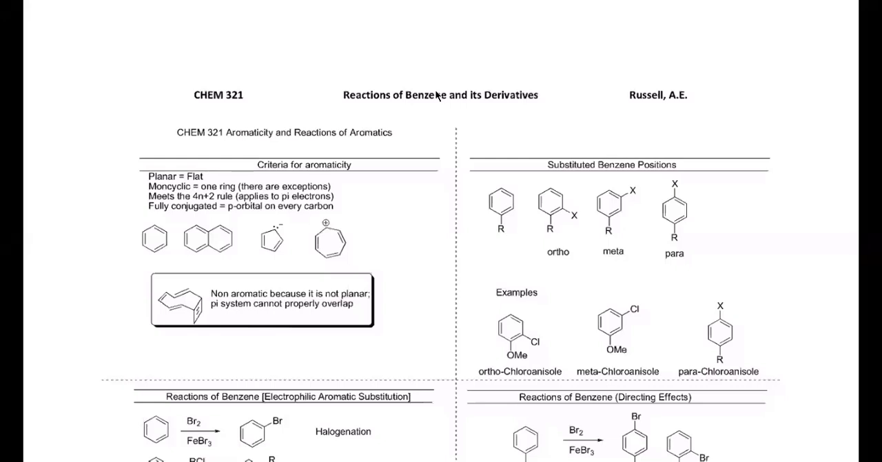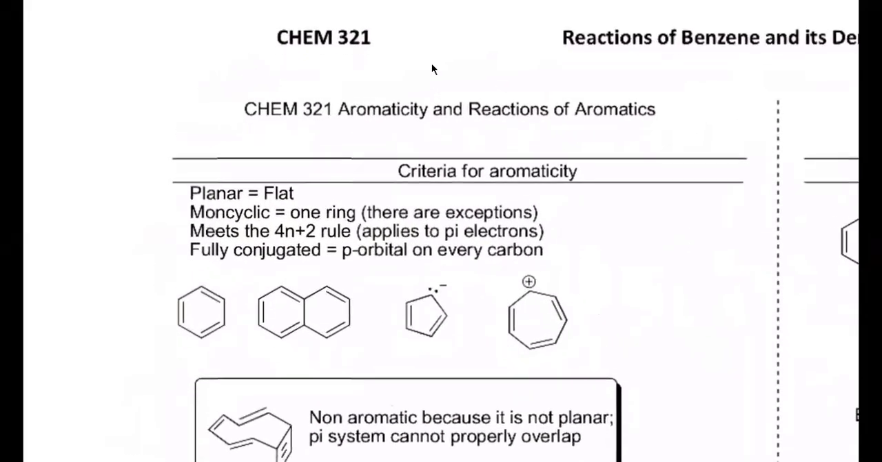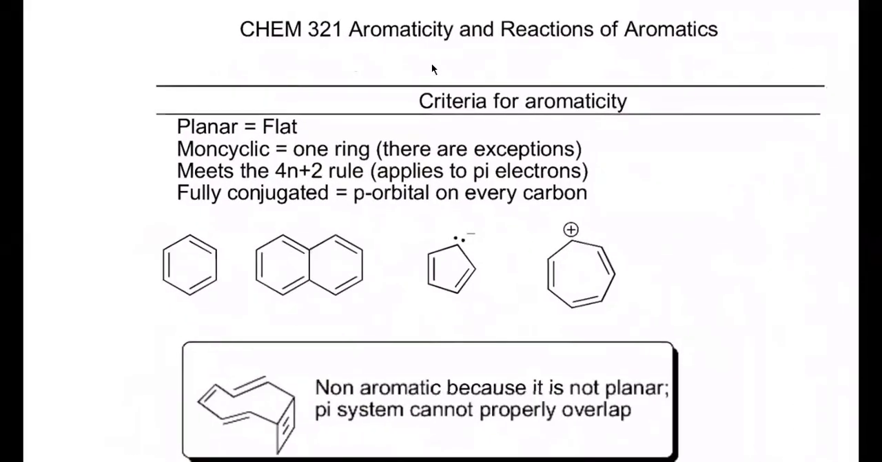All right. So all of these criteria for aromaticity are what we call classical criteria. And I'm going to tell you about some exceptions to the rule as well. Something that's aromatic has to meet these four properties. It's got to be flat. It's got to be monocyclic, meaning made up of one ring. And I'll talk about some exceptions. Obviously, this is an exception right here. It's got to meet the 4n plus 2 rule, and it's got to be what we call fully conjugated.